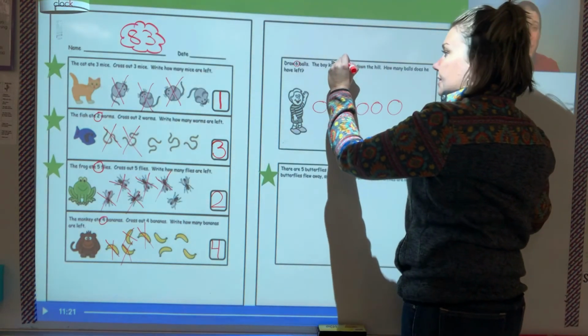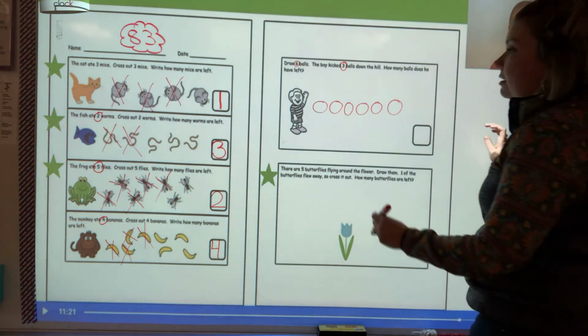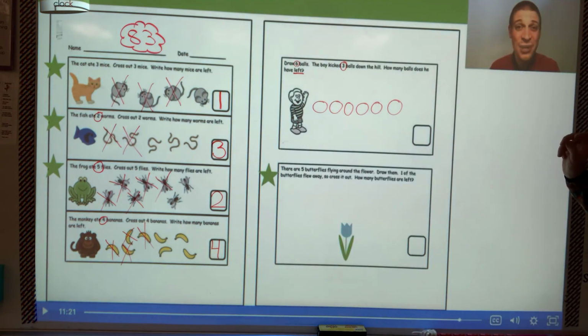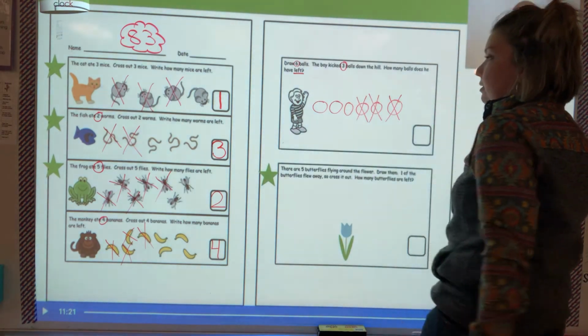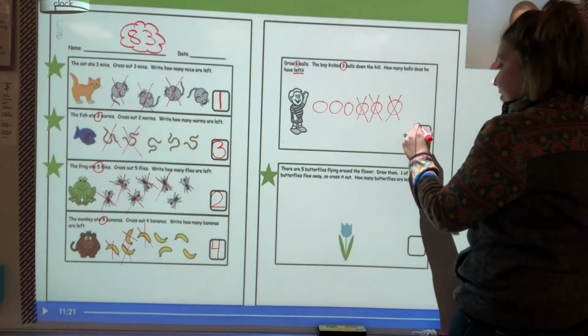The boy kicked 3 balls down the hill. How many balls does he have left? When I see that word left, that lets me know, ding, ding, ding, I'm going to be taking some away. How many balls rolled down the hill? Show me with your fingers. That's right, friends. 3 balls rolled down that hill. So if 3 balls roll down the hill, how many are left? 3.